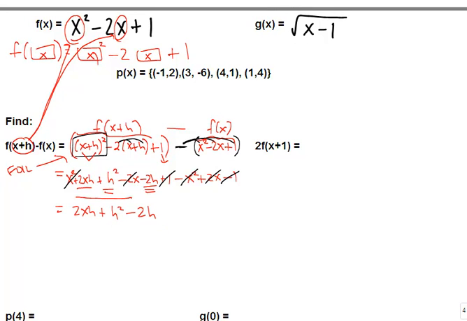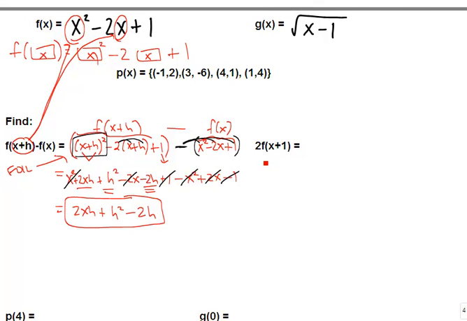So here's my final reduced answer. I can't do anything further with this because none of these are like terms. So here's our final answer. Okay, so that's a hard one right there. F of x plus h minus f of x. But a lot of instructors expect students to be able to do this, so you're going to want to practice this kind of example so that you get really good at it.